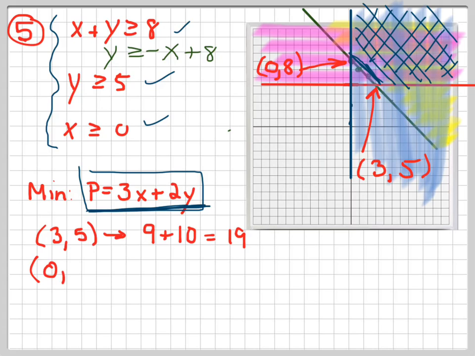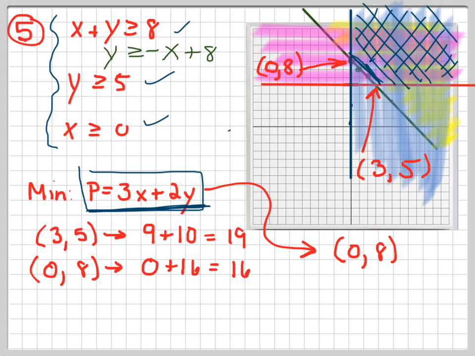At the location 0, 8, plug in 0, we get 0, we plug in 8, and we get 16. We get 16, and so clearly our minimum for this function occurs at the ordered pair 0, 8, and it has a value of 16. And that's all.